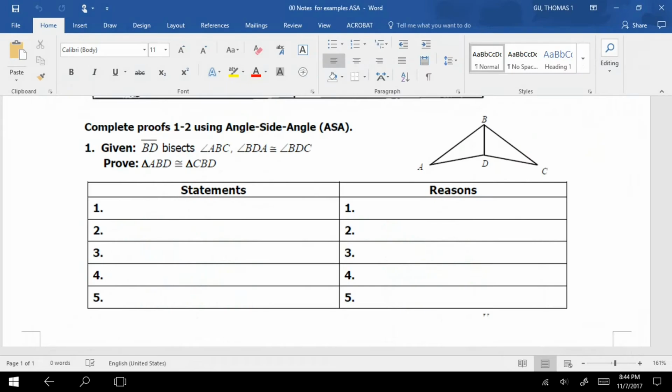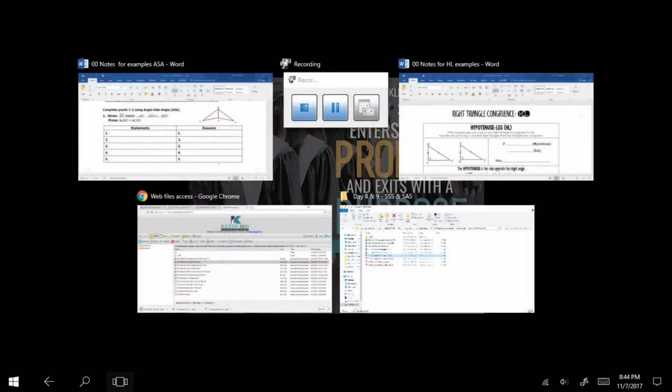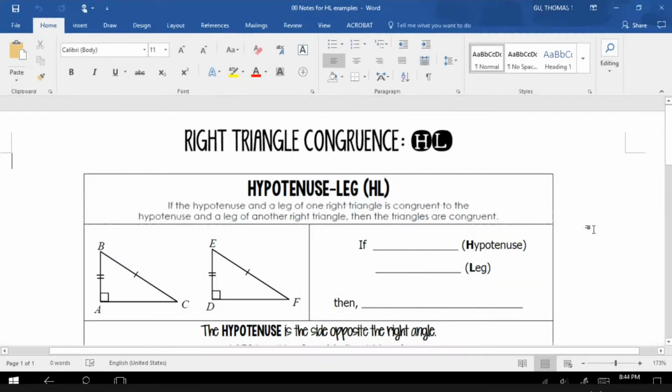All right, let's move on to the second rule of the day. This is a little marathon, guys, but we're gonna get through it together. So let's look at the second one.